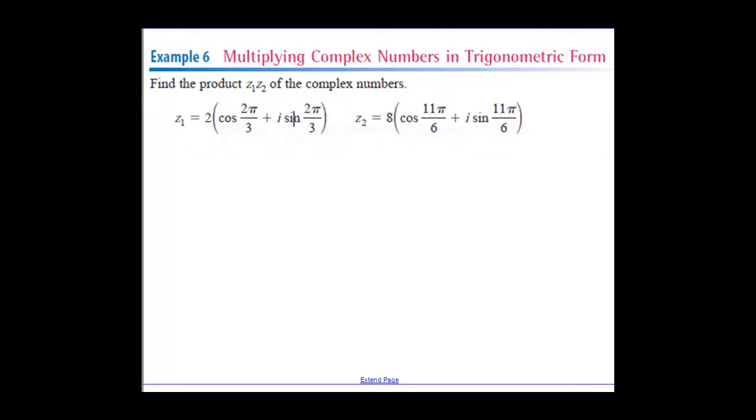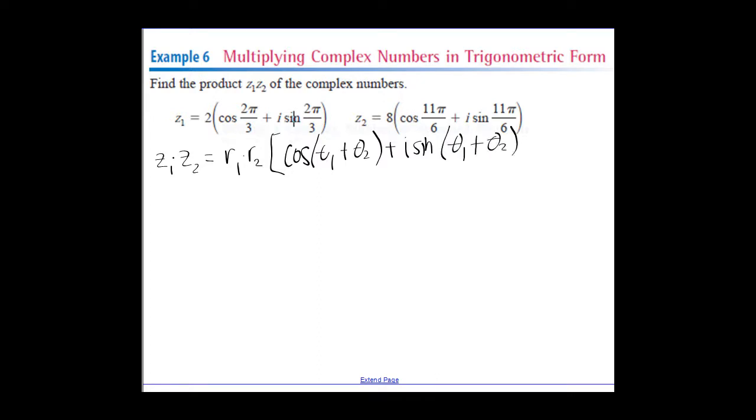All right, in example 6, we're asked to find the product of z sub 1 and z sub 2. Good mathematicians start writing down the formula they want to use. We've got r sub 1 times r sub 2, bracket, cosine theta sub 1 plus theta sub 2, plus i sine theta sub 1 plus theta sub 2. So our r values, of course, are 2 and 8. So their product is 16.